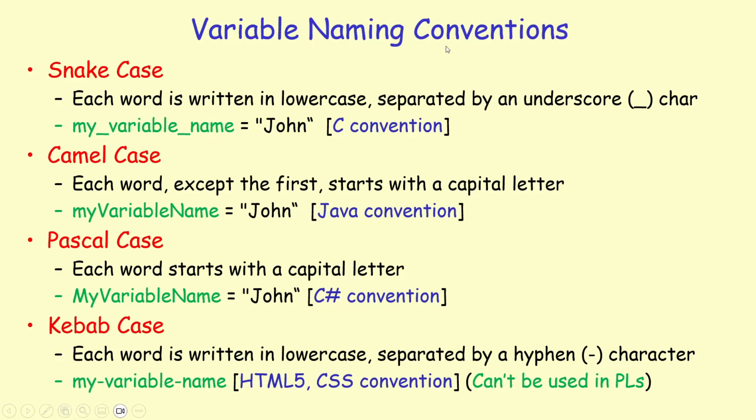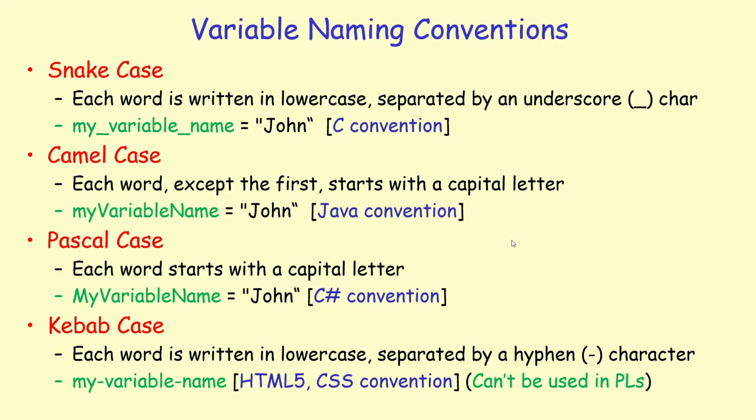The variable naming convention that you pick for yourself has got nothing to do with the compiler. The compiler doesn't care which naming convention you use. It just takes a variable name and processes it. These variable naming conventions are typically adopted by different organizations or by different programming languages to have some sort of consistency across different libraries and so on.